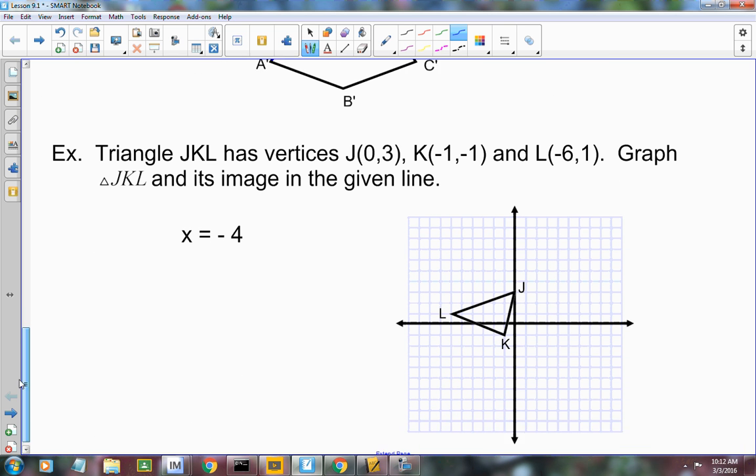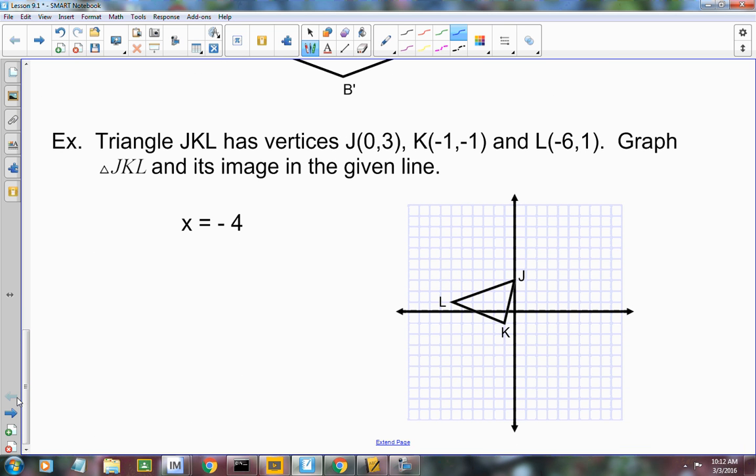All right. So here's an example that we want to do, and there'll be one like this on the test. You might want to put a little star by this one. You'll have some problems like this. You have triangle JKL, and it has the following vertices. It says graph it and its image in the given line. So what we're going to do is we've already graphed the pre-image. Now we want to graph the image, but we want to reflect it over the line x equals -4.